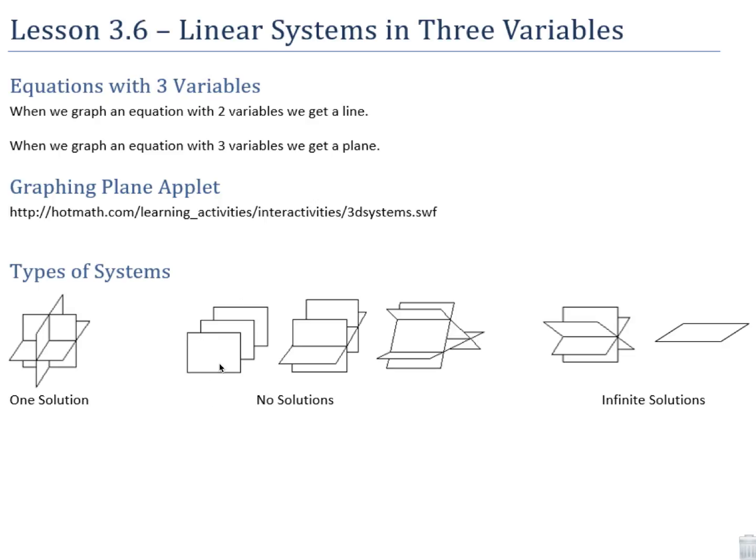Each of these systems would give no solution. Here all the planes are parallel, so there's no intersection at all. Here two planes are parallel, and then the one cuts through. And here you just see how they're all at different angles and don't ever intersect at a point.